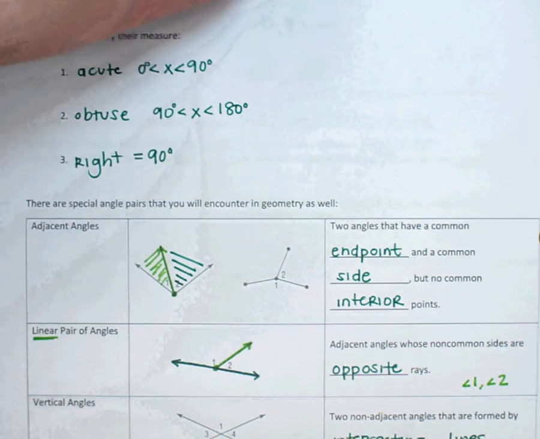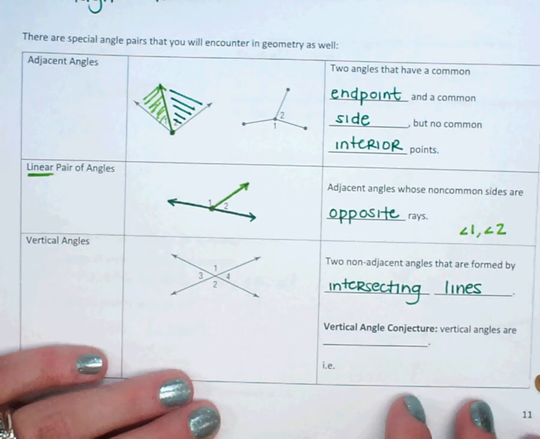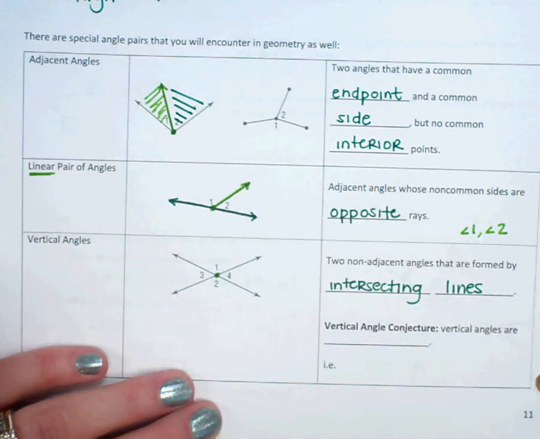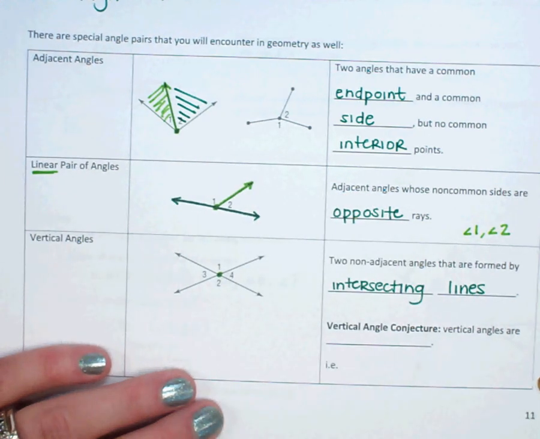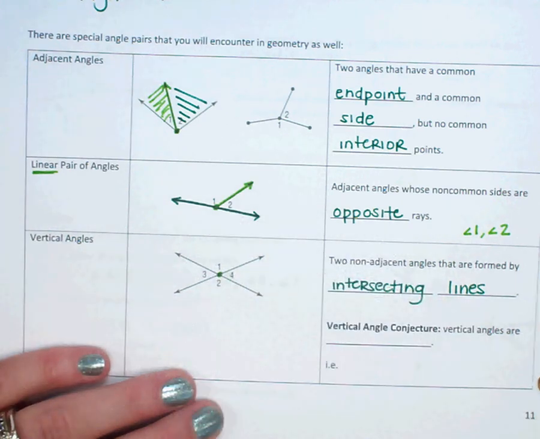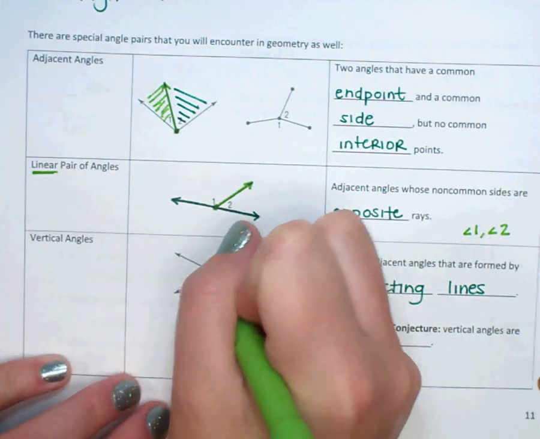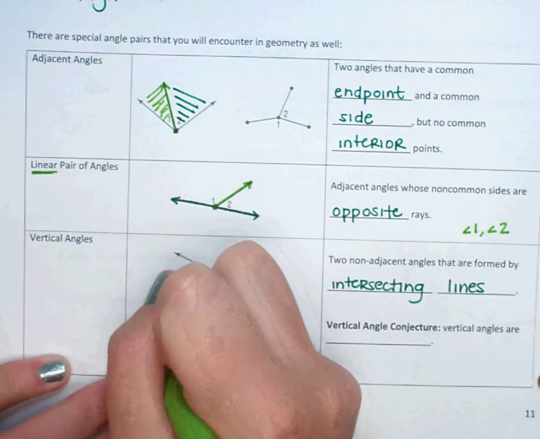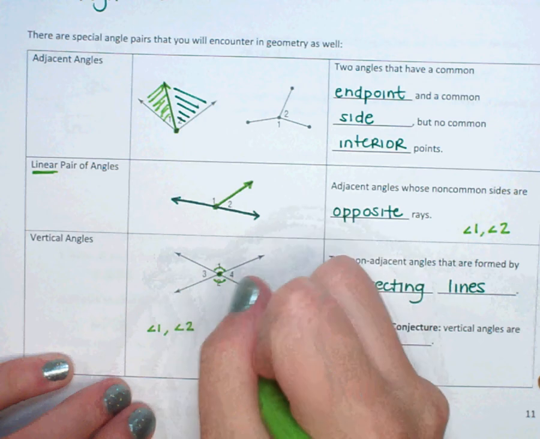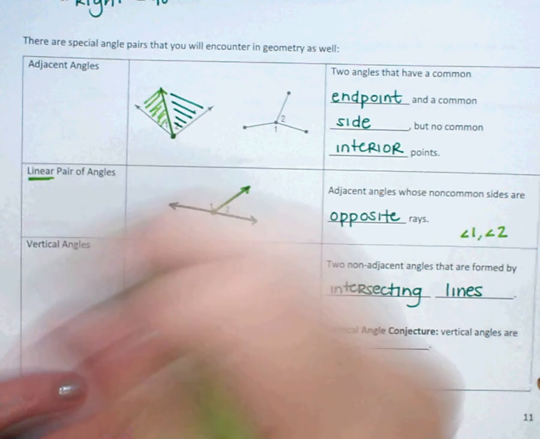Okay, vertical angles are non-adjacent, but they are formed by intersecting lines. Okay, so vertical angles will share a vertex, but that is it. They do not share any sides. Okay, so angle 1 and angle 2 are vertical angles. And then angle 3 and angle 4 are also vertical angles, okay?